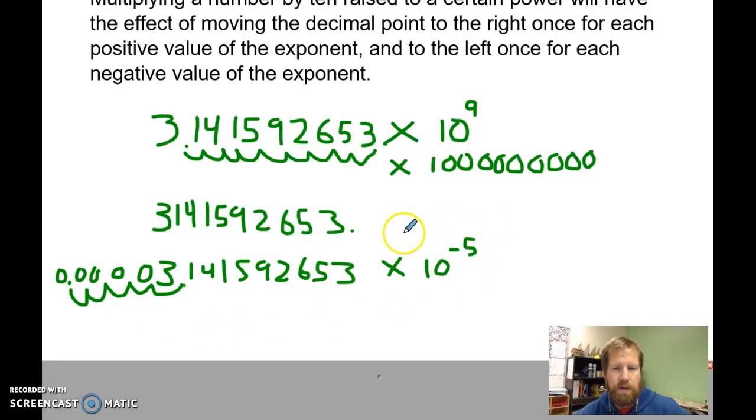Okay? So multiplying by 10 to an exponent has the effect of shifting a decimal place within another number. And we're going to be using this quite a lot later on in these lessons, or in this chapter.